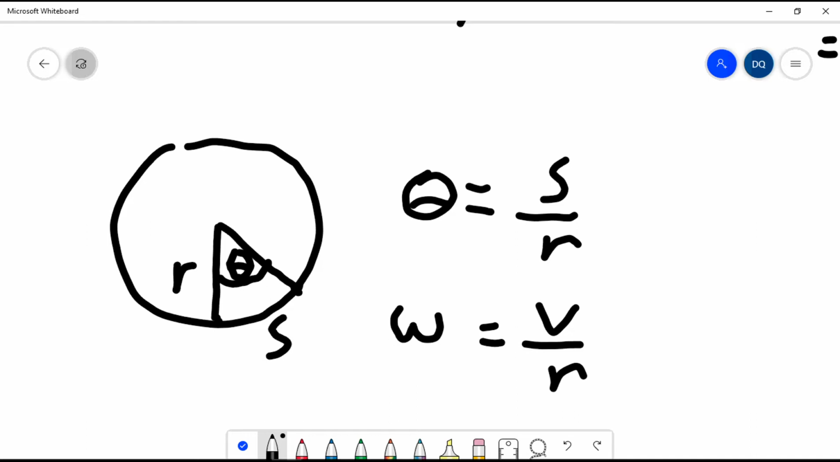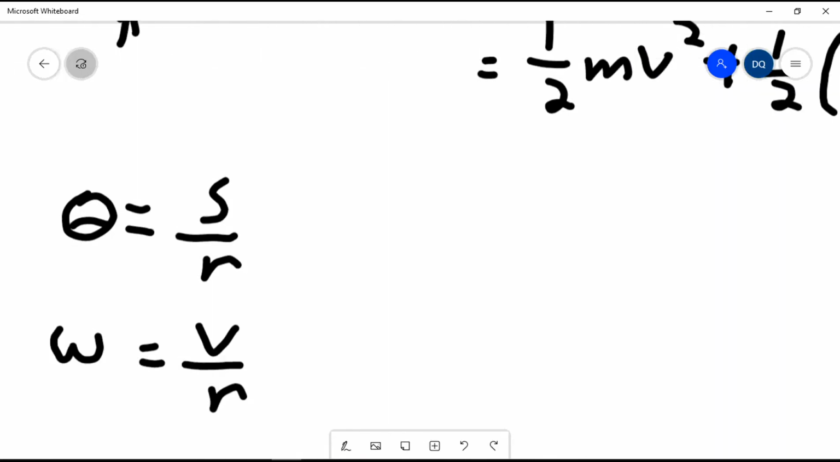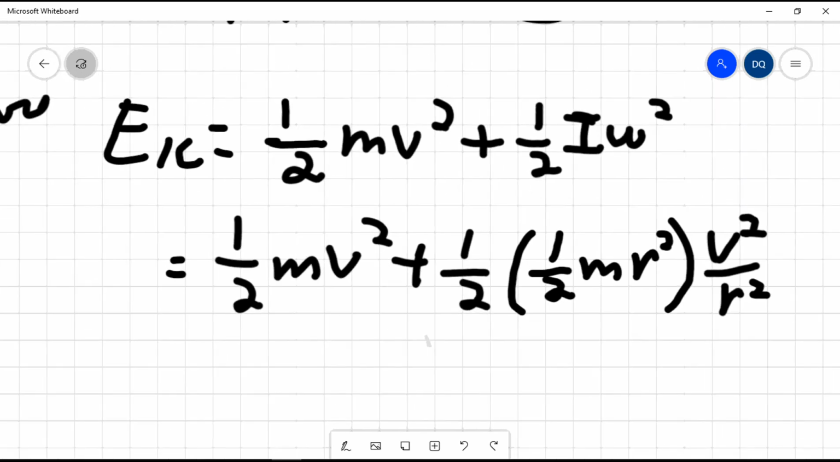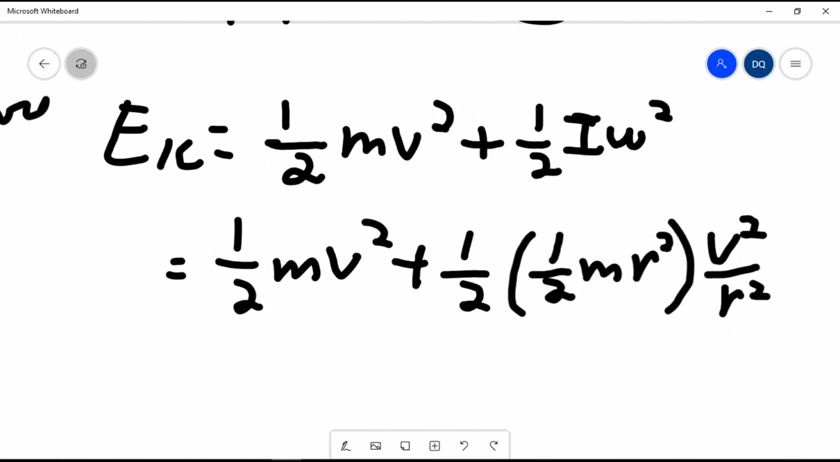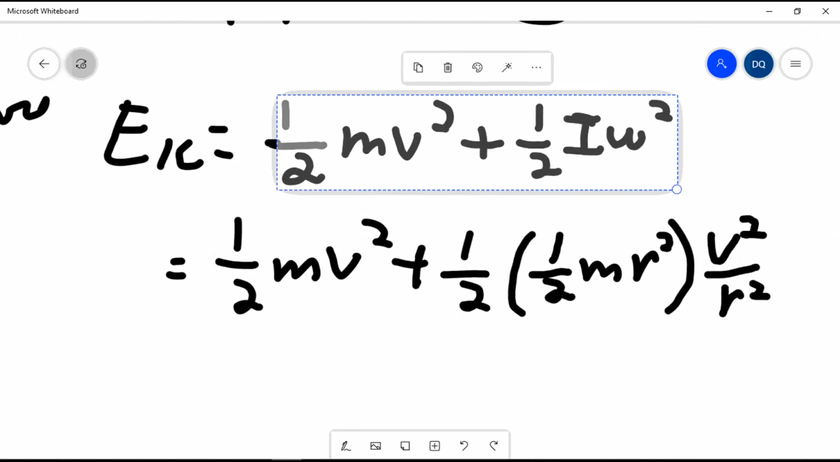So for them to have the same velocity with a lower radius, you would have a higher angular speed. And they're related in this way. So when I'm looking at the rotational kinetic energy, that's the half I omega squared that you see here. I is the moment of inertia, and omega is v over r. So omega, your angular velocity, is your linear velocity divided by your radius.